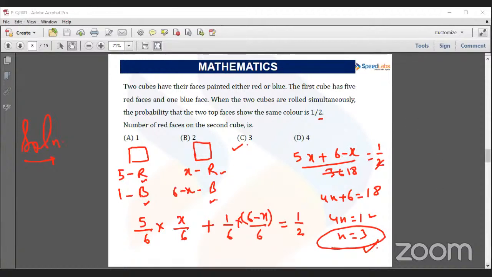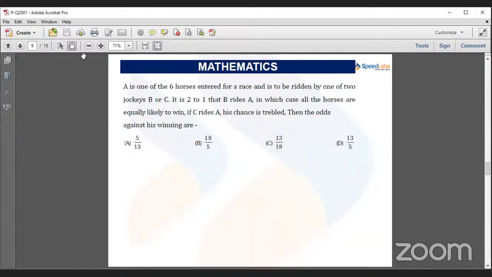So the next one then. A is one of the 6 horses entered for a race and is to be ridden by one of the two jockeys, B or C. It is 2 to 1 that B rides A, in which case all the horses are equally likely to win. If C rides A, his chance is tripled. Then the odds against his winning.